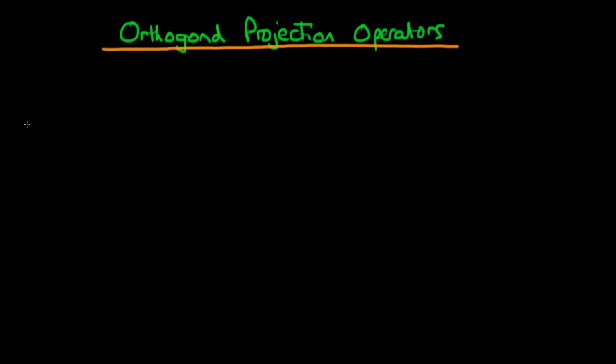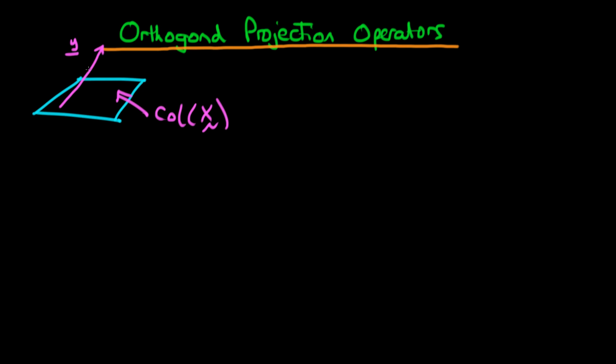In this video, I want to continue our discussion of orthogonal projection operators and their properties. We're also going to define an orthogonal projection operator onto the space which is perpendicular to the column space of X. Just to remind ourselves, we have some vector Y, and we'd like to project it onto the column space of X, the column space of our independent variables.